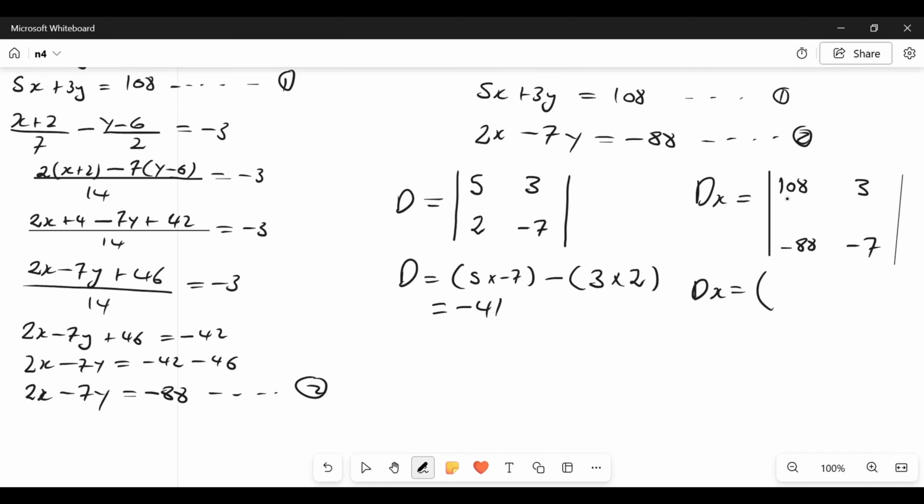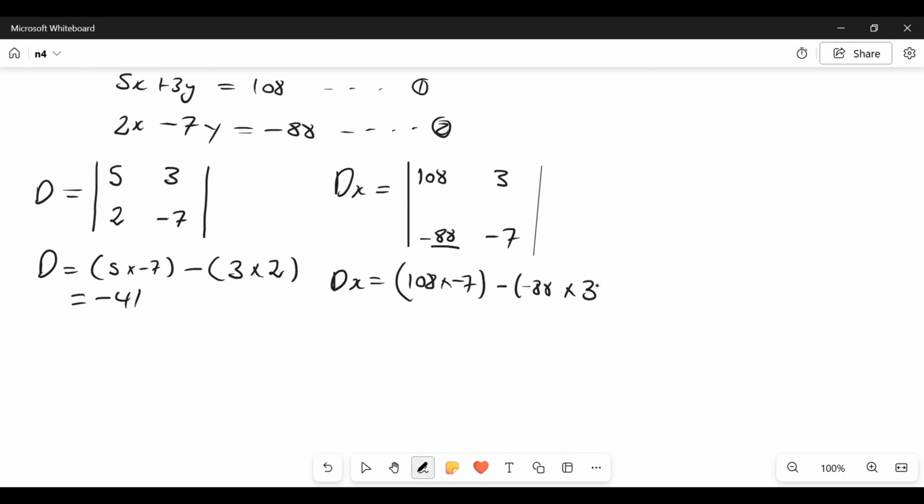There we go. So when you calculate dx, you're going to do a similar thing to what you did here. You multiply the first entry and the last entry there. So it's going to be 108 multiplied by -7, minus, now you multiply the third entry with the second entry there. So we're going to have -88 times 3 there. There we go. So your answer here for dx is going to be -492. There we go. So we are done with dx.